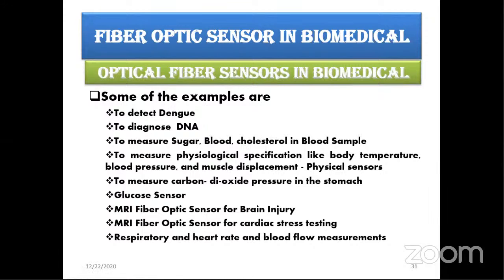And next one is respiration, heart rate and blood flow measurements. That is used to measure the periodic mechanical movement of the chest wall. By using this OFS, the periodic mechanical movement of the chest wall caused by breathing or cardiac contractions is measured, and hence respiration and heart rate are monitored by placing optical fiber sensors.